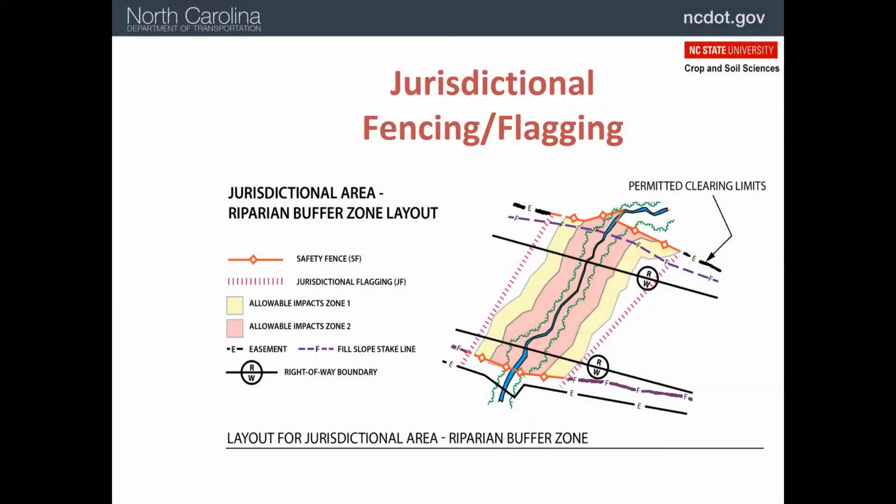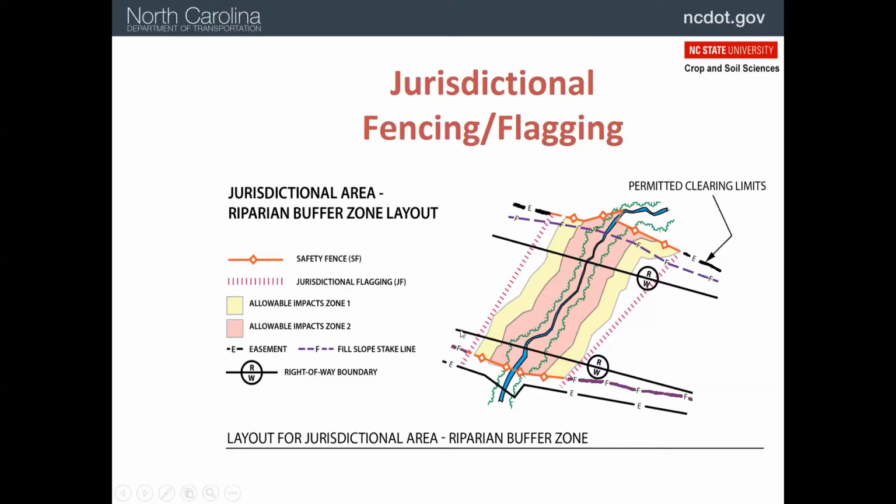So here's some examples of places where you might see these things. So here we have a riparian buffer zone. So those are areas around a stream that you're needing a permit to enter and disturb. So we've got 2 zones in those, a zone 1, zone 2, and different things can happen in those zones. So they may have flagging and indications to show you where those zones are.